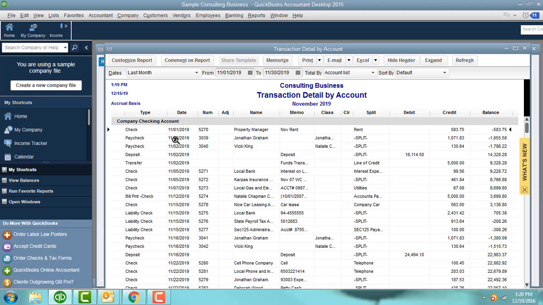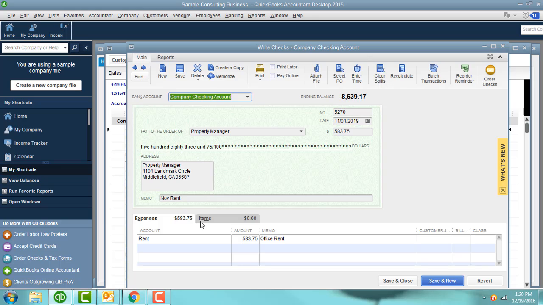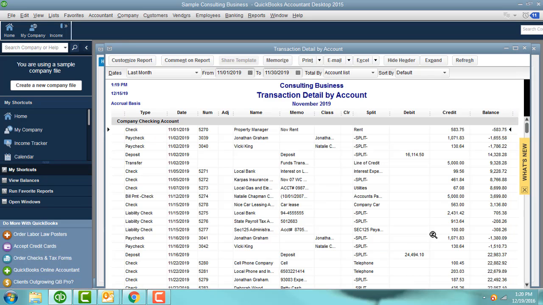Okay, so here we go. On November 1st, we got a rent check. Now, again with QuickBooks, when you scroll down, you go from your pointer to a hand to this little magnifying glass, which means you can click on it and it zooms you back to see what it is. So you can see here they wrote a check on the 1st for office rent. It's cheap rent.